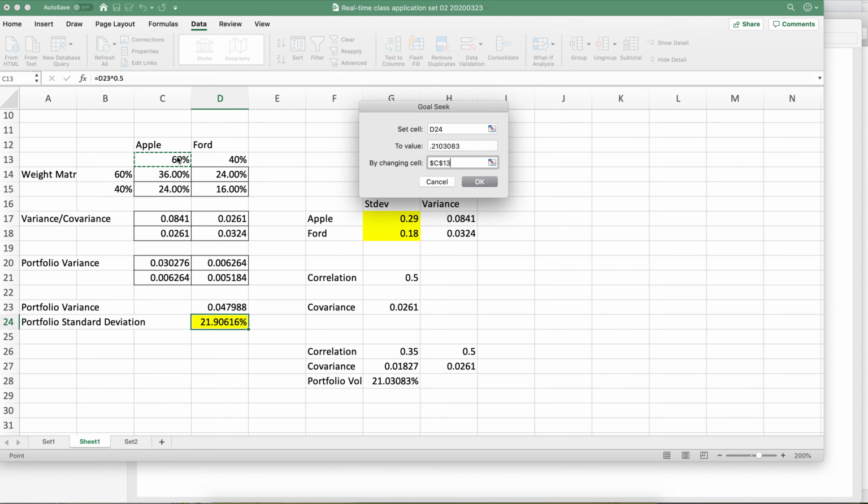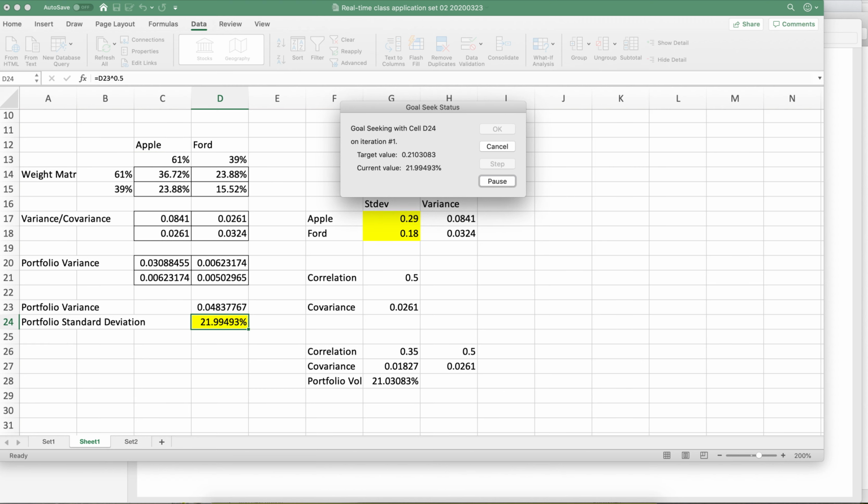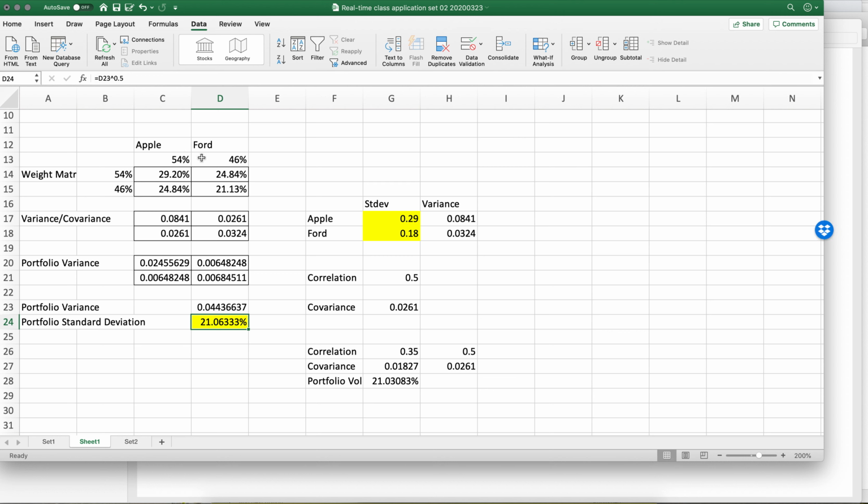Notice when I first set this up that all of these weights over here are completely dependent upon this cell. If you didn't do this, this will not work for you. Let's run this. Okay, so I typed in 60% to begin with here, but Ford is 1 minus the 60%. This is just equals that, and this is just equals that.